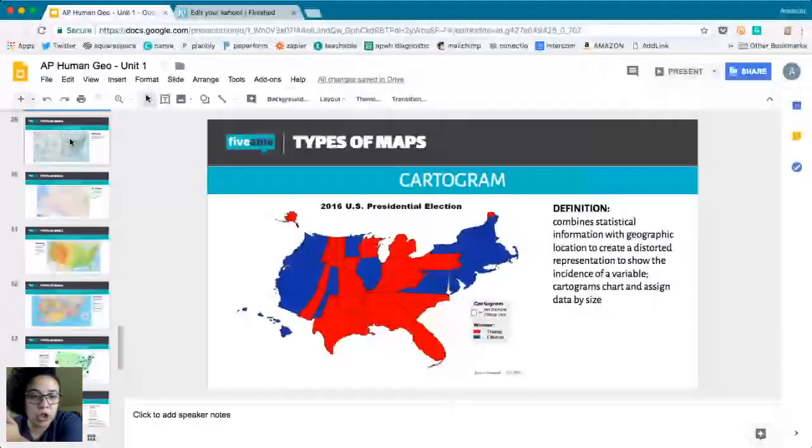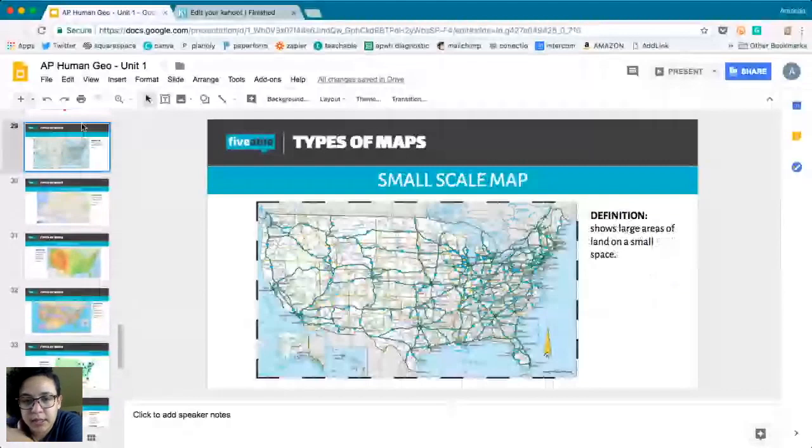All right, so small scale and large scale maps can get confusing because they're kind of the opposite of what they're called. A small scale map shows a large area of land. It literally means the scale on the map is small, like you're zoomed out.